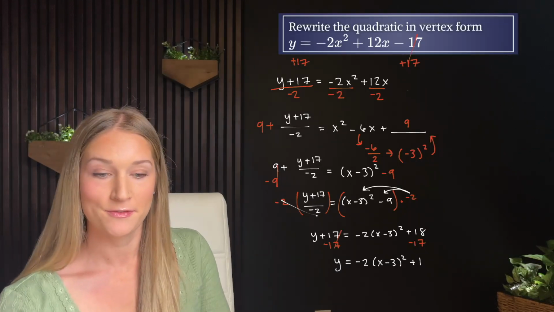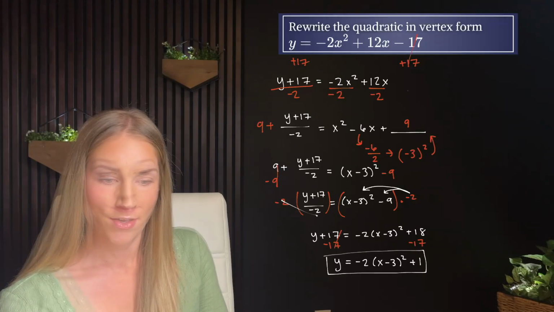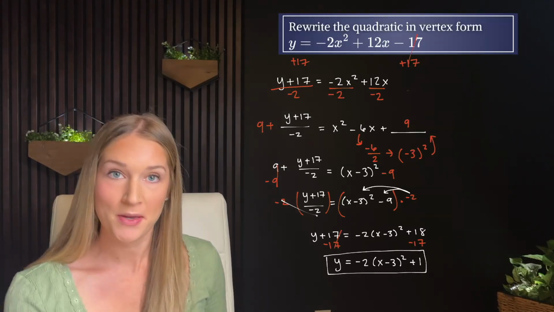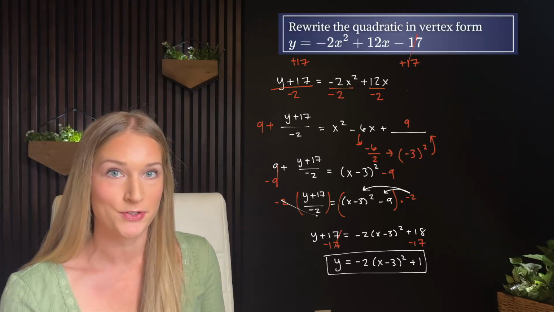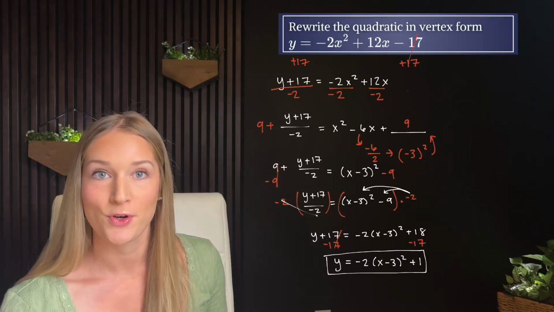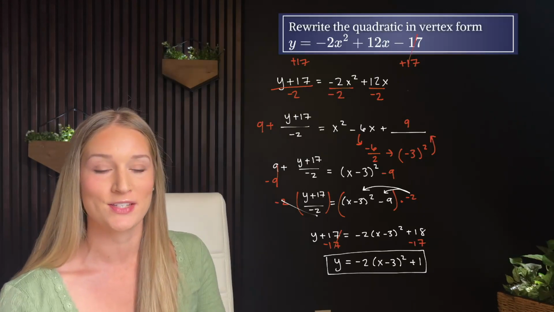And that would be the vertex form of your quadratic. Of course, you could go one step further and talk about some transformations here. I can see the vertex, I can see there's a vertical reflection and a vertical stretch, but none of that was asked for. All we were asked to do was rewrite this in vertex form, and we did it.